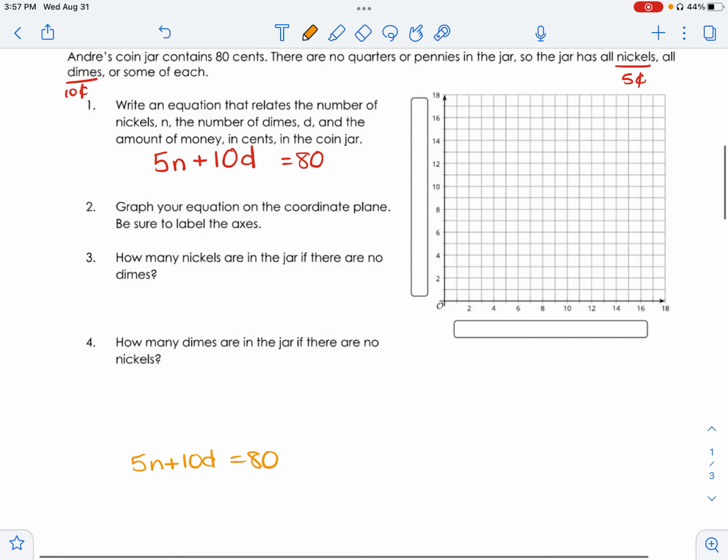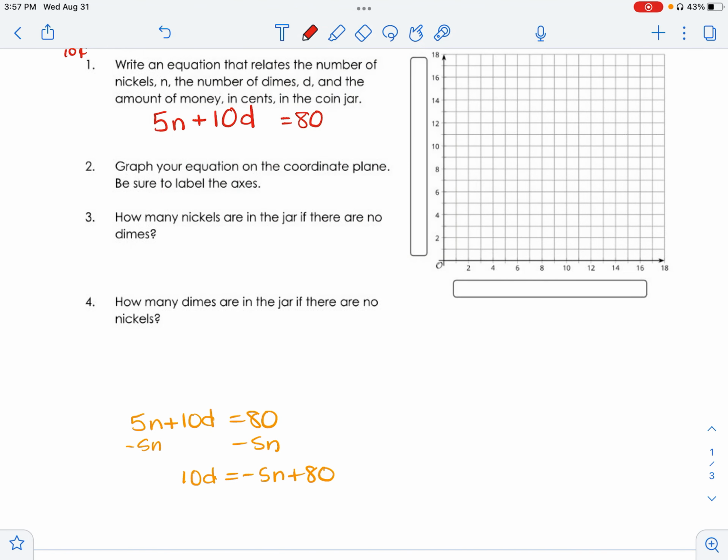Now, if you notice, nothing is filled in for us here, so we can really choose which one we want to be technically y and which one we want to be x. So I'm just going to solve for d. So I'm going to subtract 5n from both sides, and I get 10d equals 80 minus 5n, or I could write that as negative 5n plus 80.